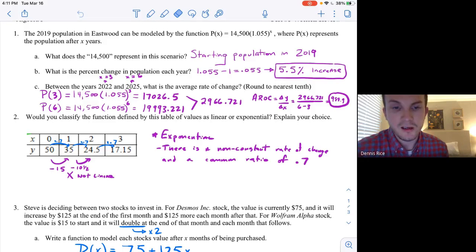Technically, I could have just said exponential because there isn't a slope, but there is a non-constant rate of change. That would have been enough. I did identify the common ratio, but that's a little extra. Thanks. No worries. Okay. 3 is where we get interesting.